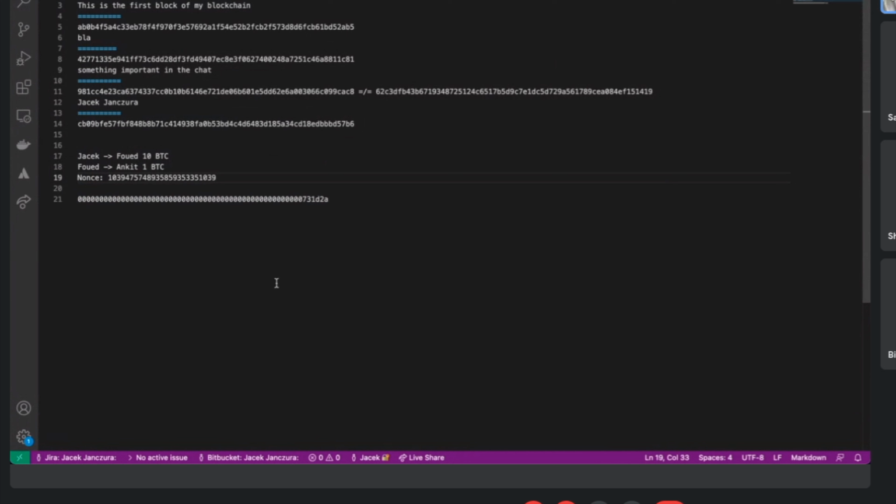And it grows exponentially. So 20 zeros is even more complex than 19. So the network will need to grow to all computers in the world to have 20 zeros at the beginning of the hash.